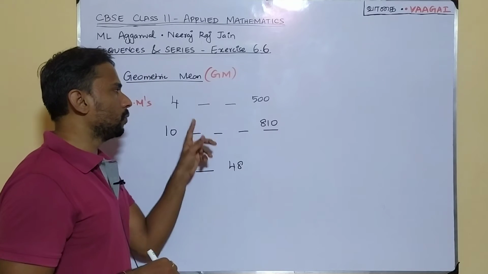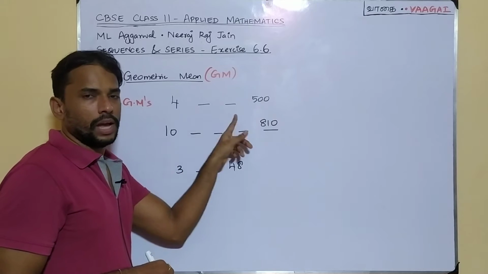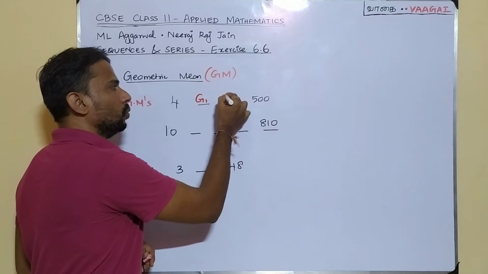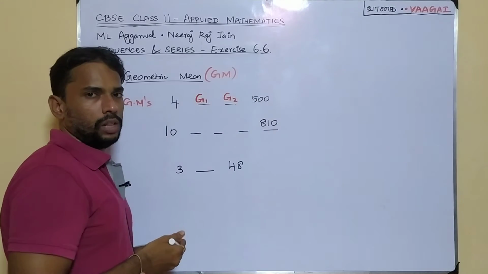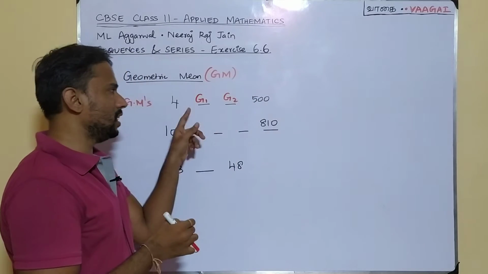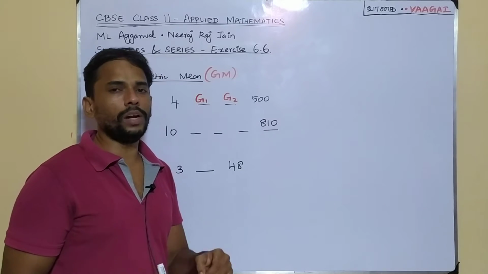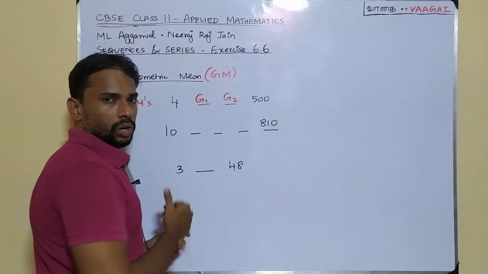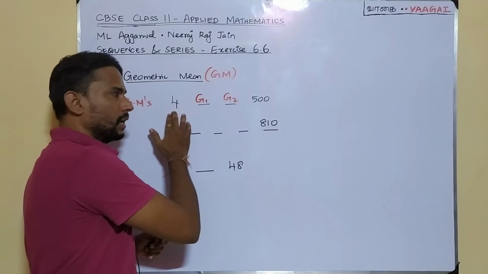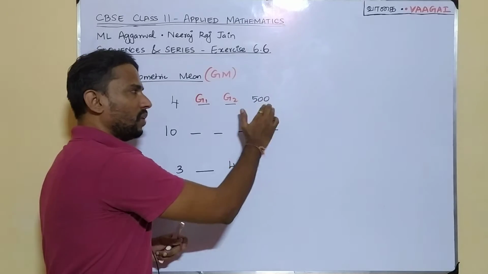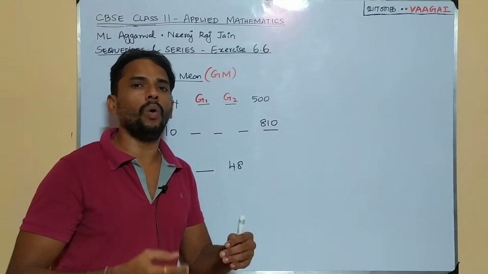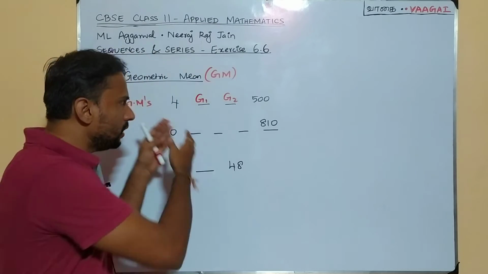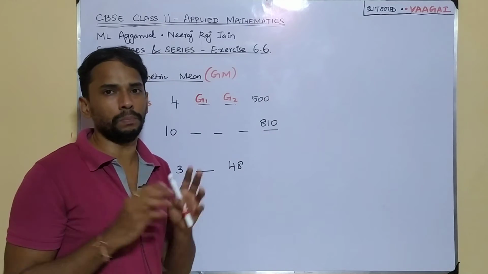What I'm going to do is take these two values as G1 and G2. I'm going to call the two geometric mean values G1 and G2. Now by definition, as I told, these four numbers, 4, G1, G2 and 500, will form a geometric progression. You can treat them as the four terms of a GP. Very simple.